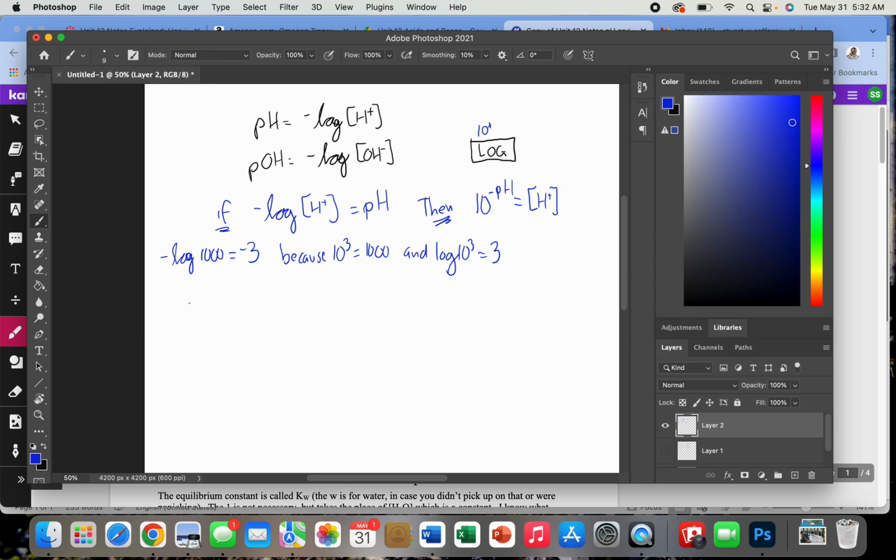So that gives us 4 relationships. And those 4 relationships are: pH equals negative log of the H plus concentration, and then 10 to the negative pH equals the H plus concentration, and then pOH equals the negative log of the OH minus concentration, and 10 to the negative pOH equals the OH minus concentration. Okay, so we have these 4 relationships.